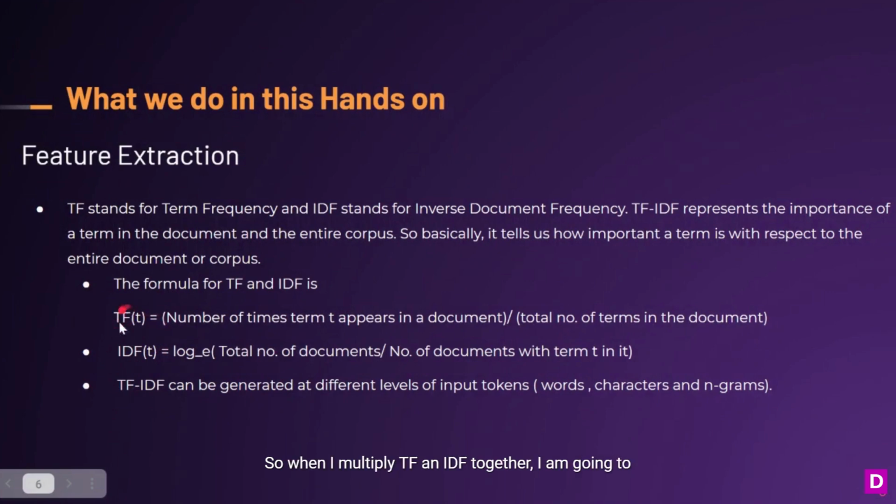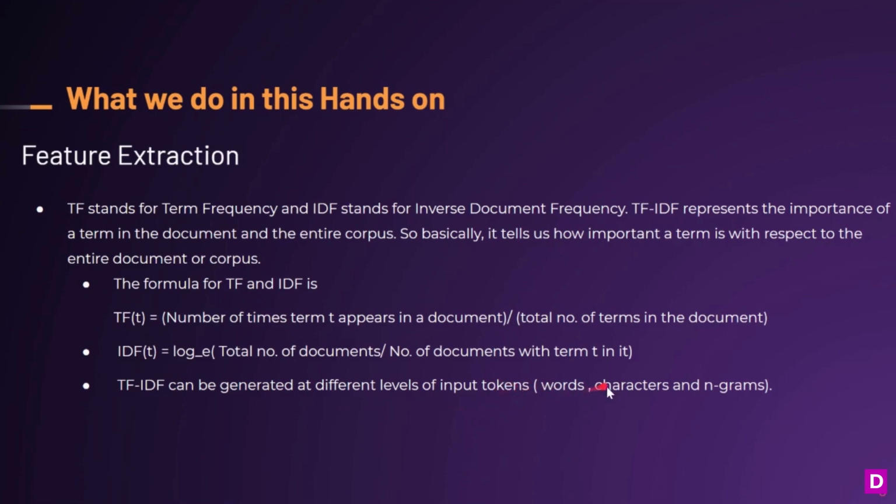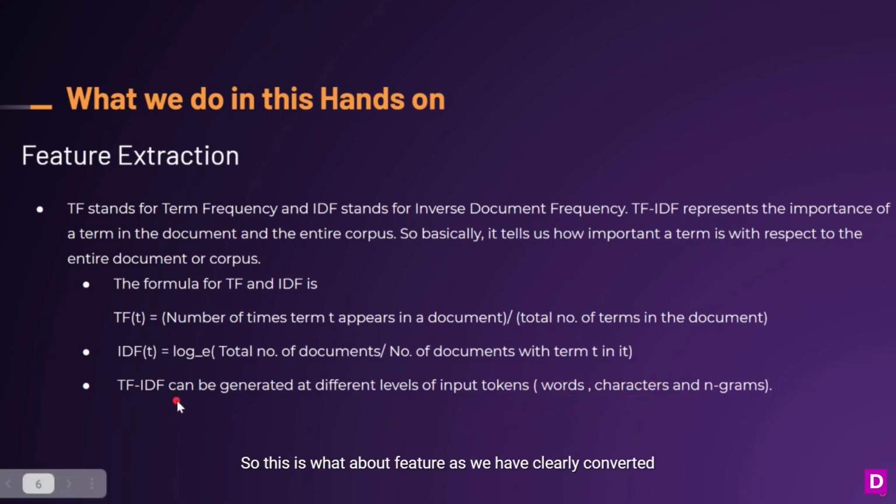When I multiply TF and IDF together, I get a different score called the TF-IDF score, which can be generated at different levels of the input tokens, either words, characters or n-grams. So this is about feature extraction. We have clearly converted the textual data into numerical form by this feature extraction.